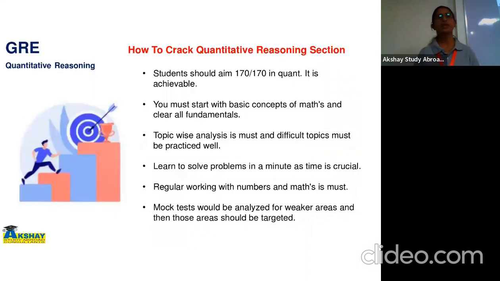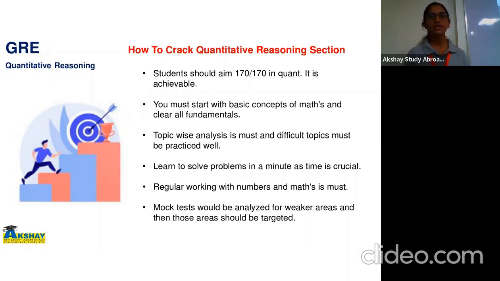Now we'll see how to crack the quantitative reasoning section. It is very simple to solve the quantitative reasoning section, but when you come across your actual test, there is a time constraint. So you have to solve each and every question in 1 minute. Only 1 minute will be there, because there are 20 questions and 35 minutes. So 1 minute, 1.5 minutes we can say for each question. So you have to deal with time at the time of your final test.